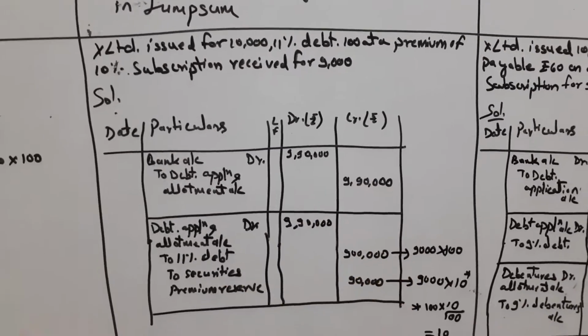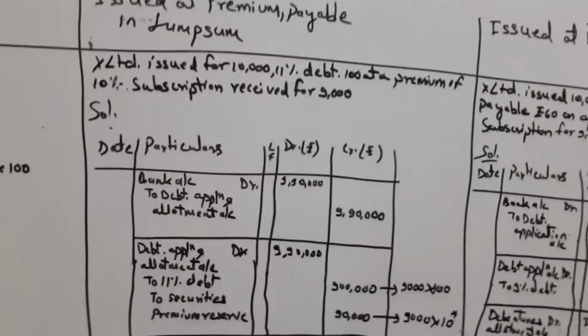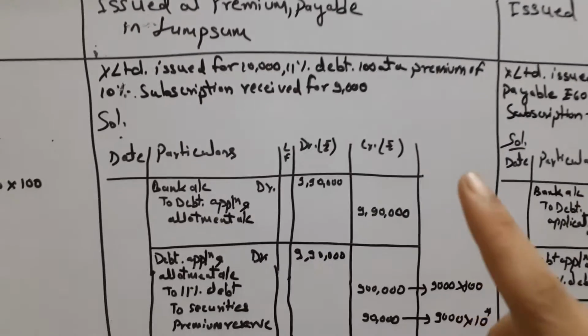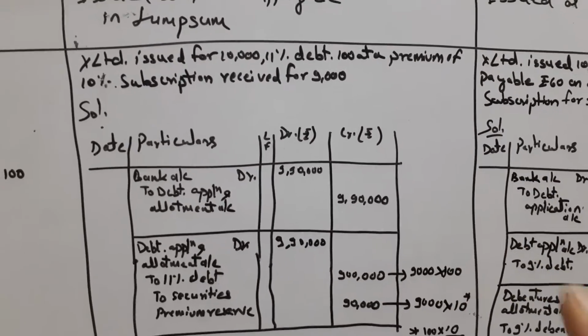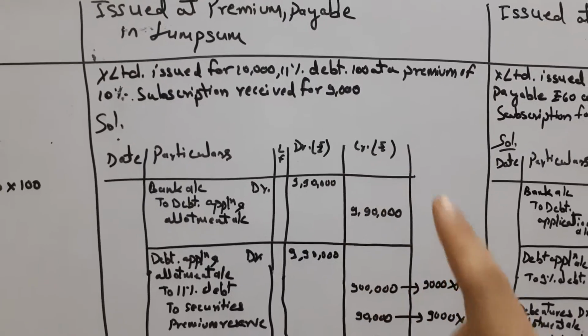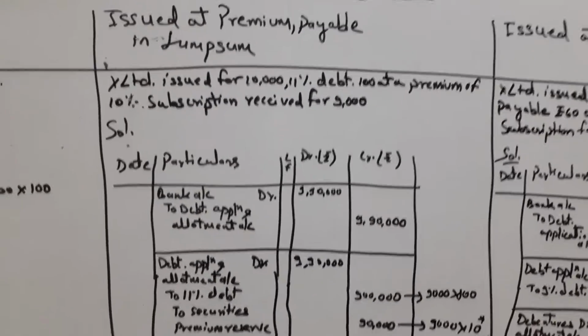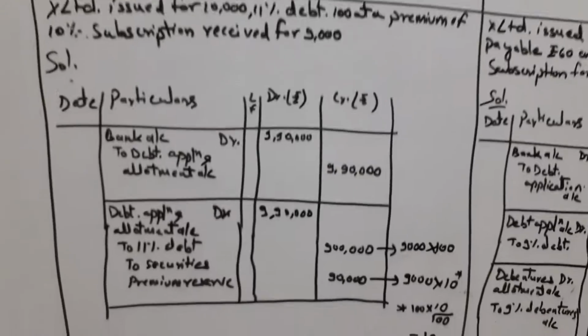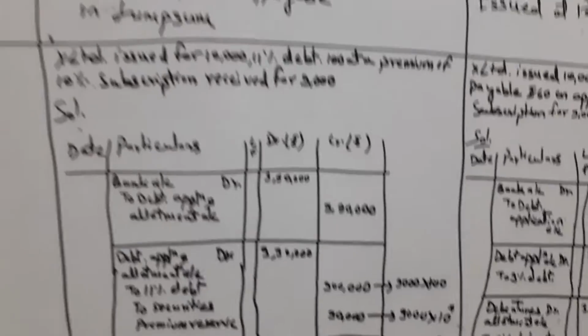Why 9,90,000? Because your subscription received is 9,000. This 9,000 is multiplied with 110. Why 110? Because your premium 100 plus 10 is your premium amount.